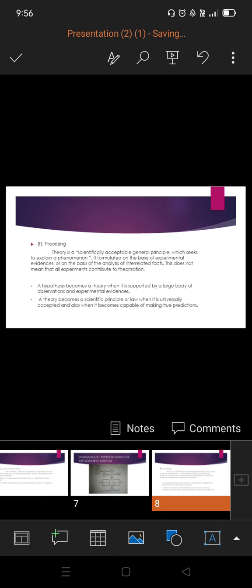A hypothesis becomes a theory when it is supported by a large body of observations and experimental evidences. A theory becomes a scientific principle or law when it is universally accepted and also when it becomes capable of making true predictions. And this is the diagrammatic representation of the scientific method.